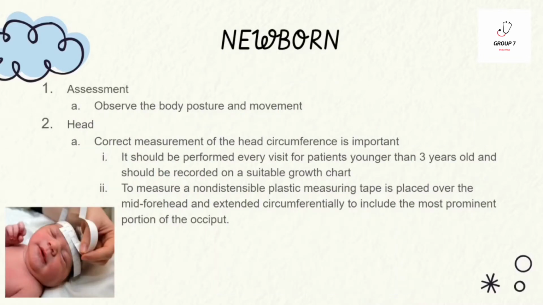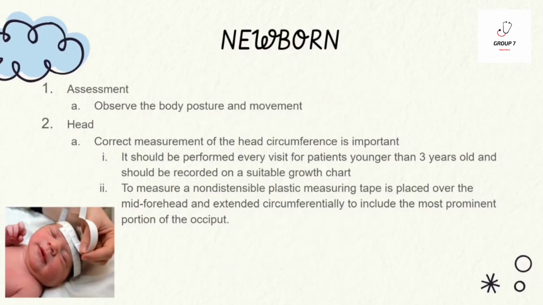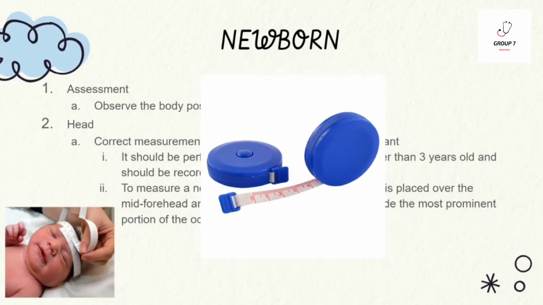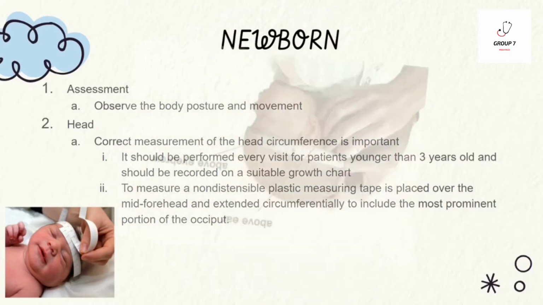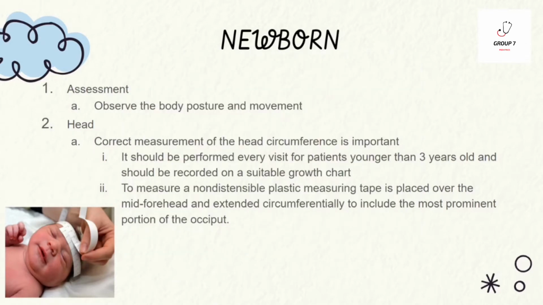For the assessment of the newborn, we must observe the body posture and movement. And for the head, correct measurement of the head circumference is very important. It should be performed every visit for patients younger than 3 years old and should be corrected and recorded on a suitable growth chart. To measure, a non-distensible plastic measuring tape is placed over the mid-forehead and extended circumferentially to include the most prominent portion of the occiput.